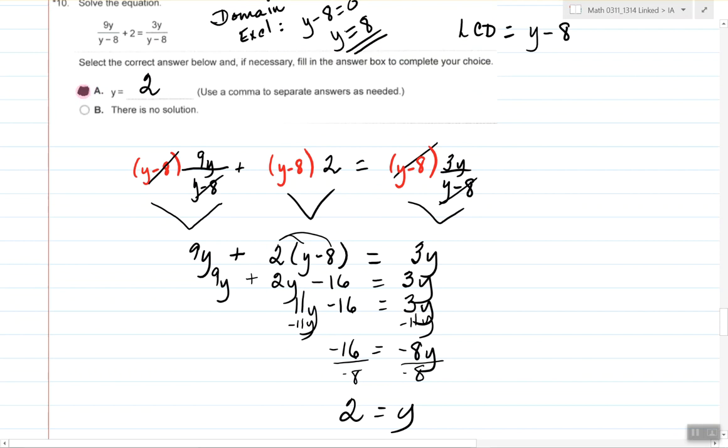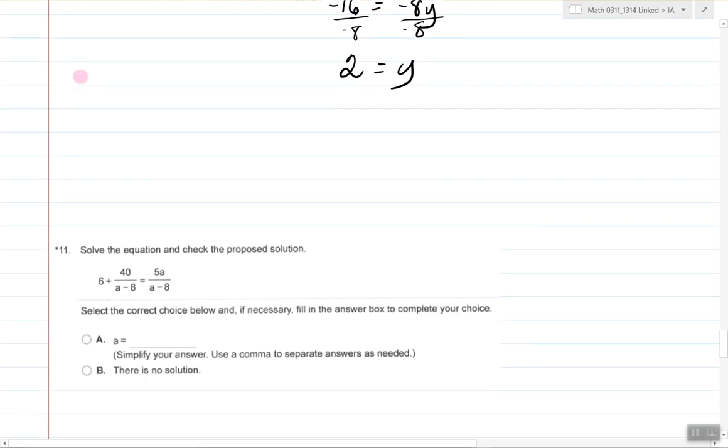You have to be careful because when you get an answer to a rational equation, you're getting an answer to the version of the equation that does not have fractions. You have to double check that this answer in no way violates the domain of the original. And the only number that would have been a problem would have been 8, which is what I determined at the beginning. Let's go to number 11.